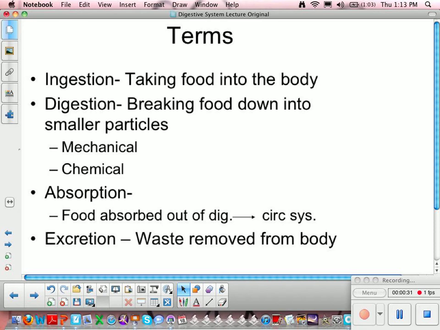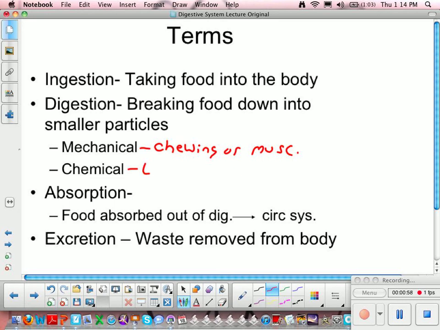Terms. Ingestion is when we take food into the body. When we talk about food, we mean both solid and liquid. Digestion is breaking down of the food into smaller particles. That can happen two ways, either mechanically by chewing or muscle movement, and we'll talk a little bit about that. And then chemically, which happens through enzymes and acids.